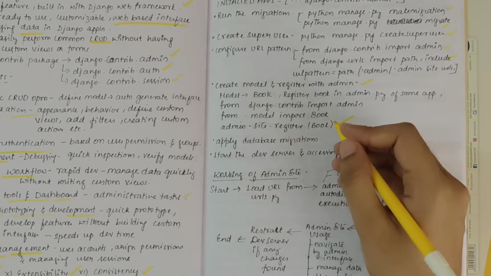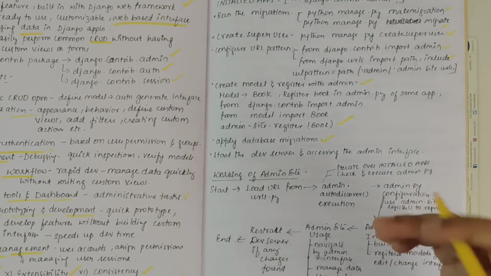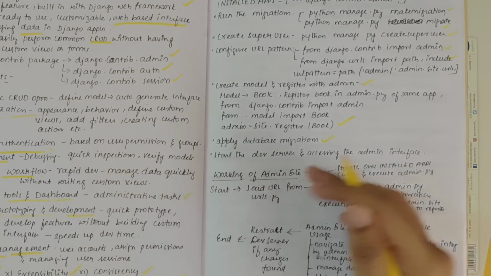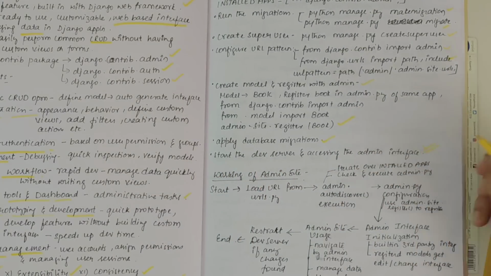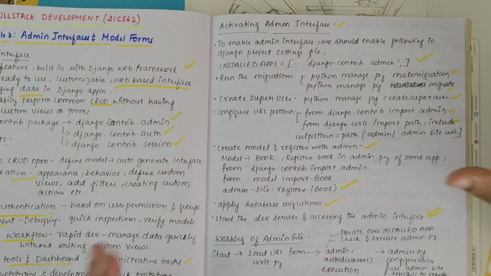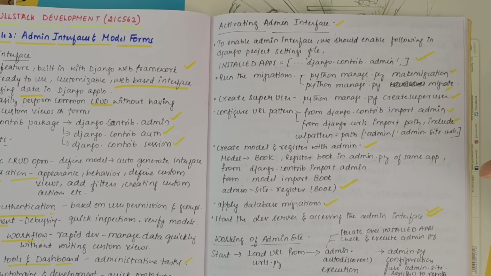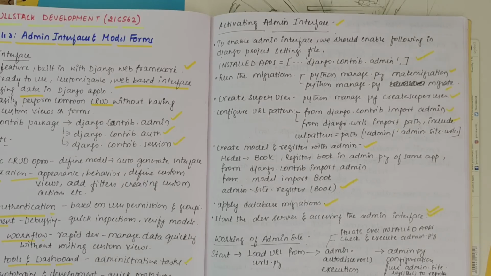After this, I can apply the database migrations, if there are any database migrations to happen. After that, I can start the development server and access the admin interface. So this is how the activation of the admin interface works. This could be asked for 5 marks. Along with the advantages, if it is asked, it could be for 10 marks.